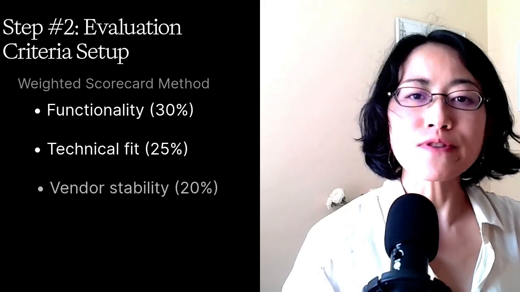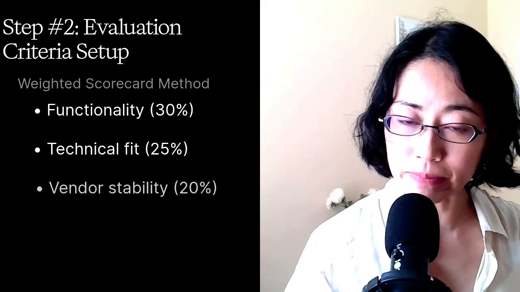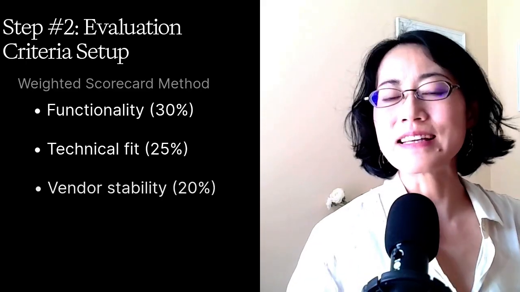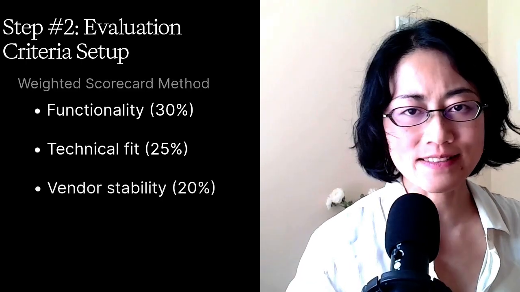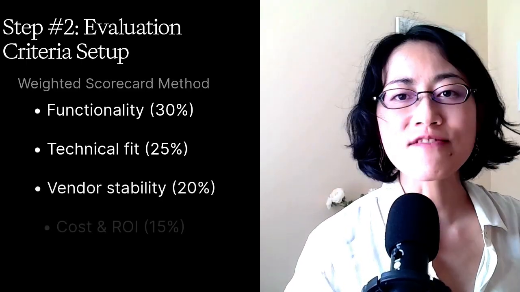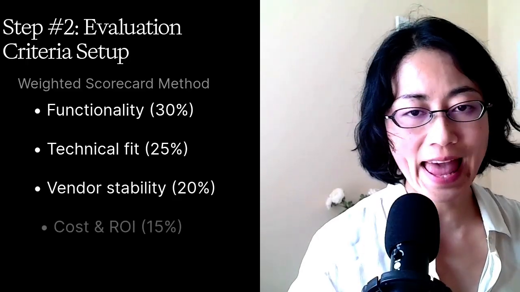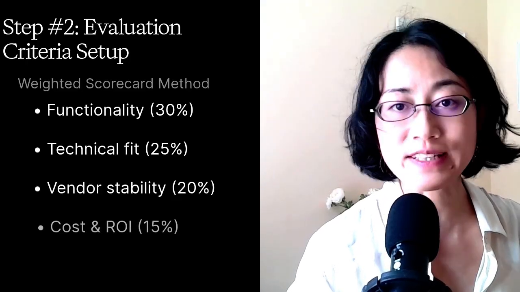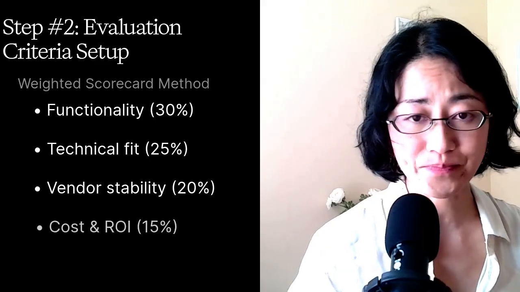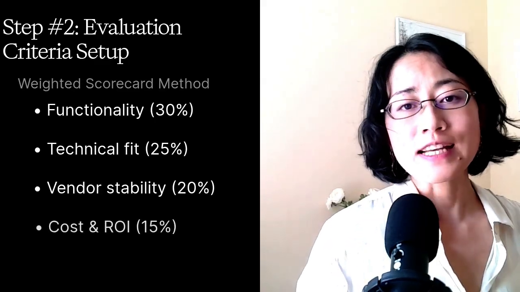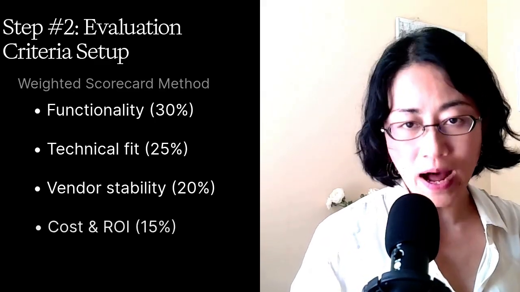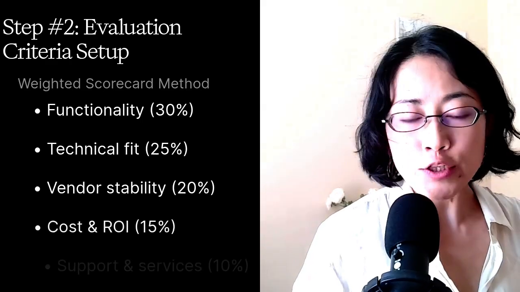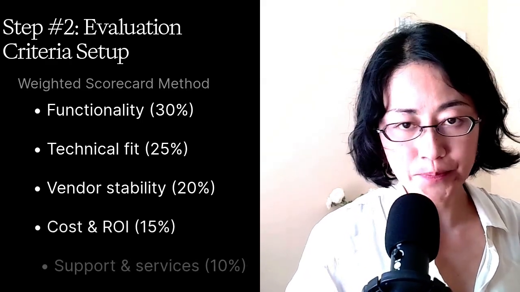Third, we also need to understand vendor stability. I gave 20%. This is more about, is the vendor mature or is it a startup? Do they have success stories or references we can actually ask for? Is there any chance the company may go bankrupt or disappear in the next 3 years? Fourth, it's all about cost and ROI. Normally, I give 15%, and you need to put that in monetary value.